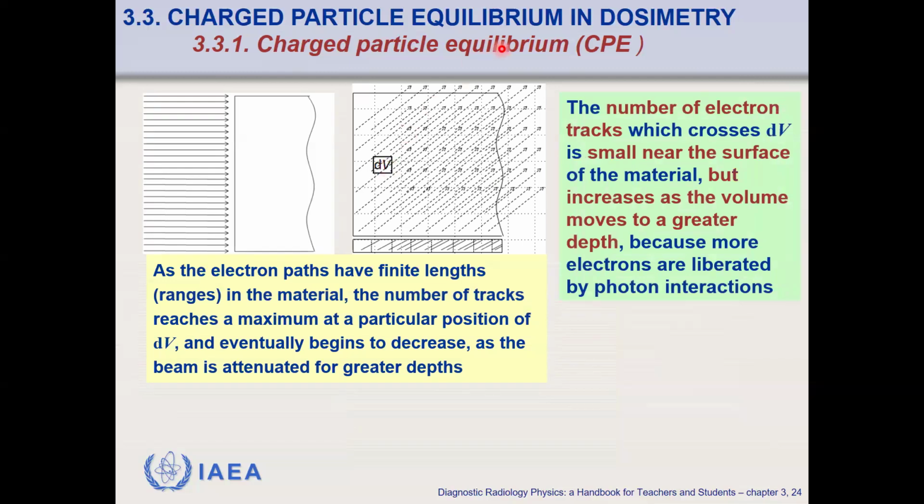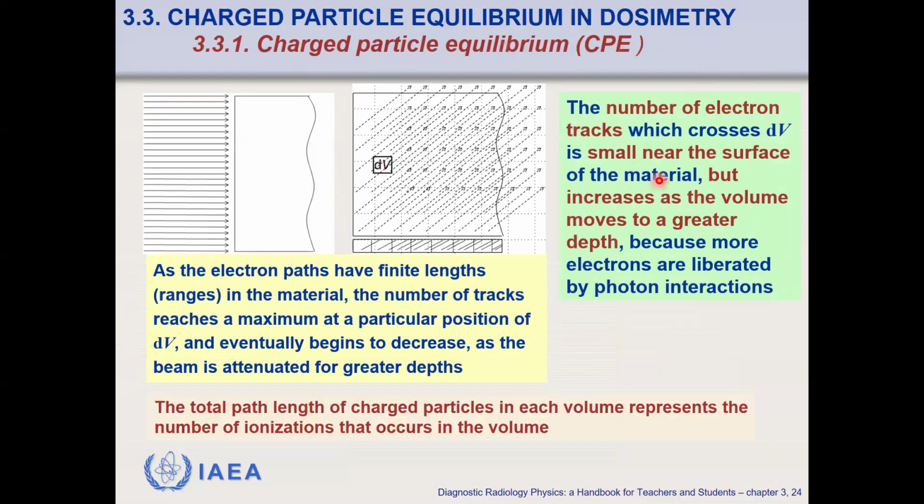So the number of electron tracks which crosses dV is small near the surface of the material, but increases as the volume moves to a greater depth, because more electrons are liberated by photon interactions. So as the electron paths have finite lengths, finite ranges in the material, the number of tracks reaches a maximum at a particular position of dV, and eventually begins to decrease as the beam is attenuated for greater depth.